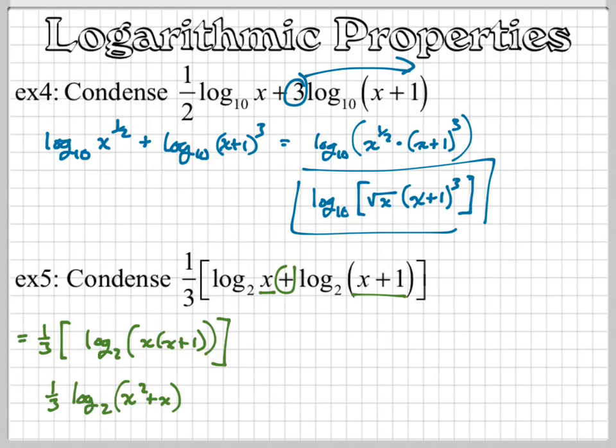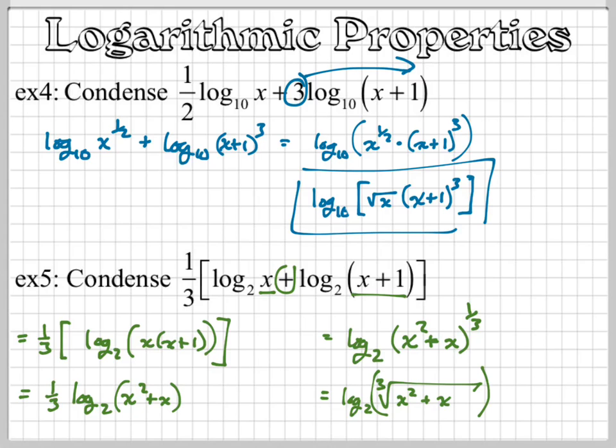Now what do I do with that 1/3? Yeah, it's now an exponent. So we're going to write log base 2 of (x squared plus x) raised to the 1/3. We have a rational exponent. What can we do with that? Yep, so now it says log base 2 of the cube root, or you could say a third root, of x squared plus x. And that's that. If you want to, you can put parentheses around it like that. You don't have to have those, though. This is too long.